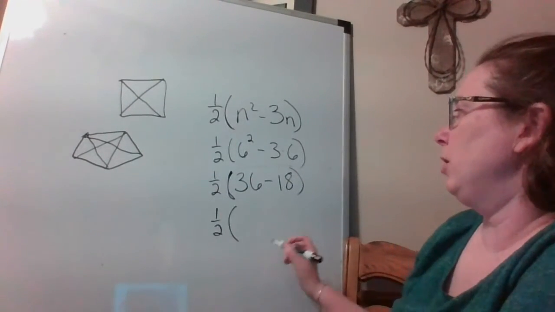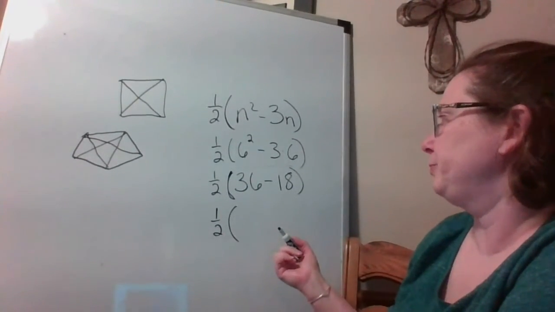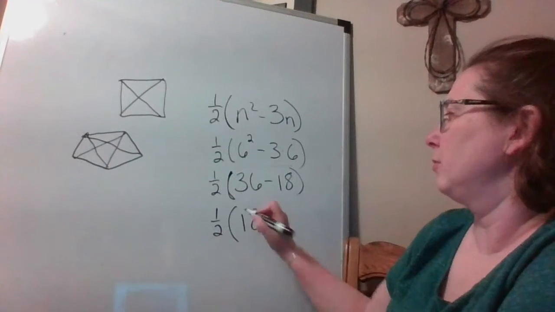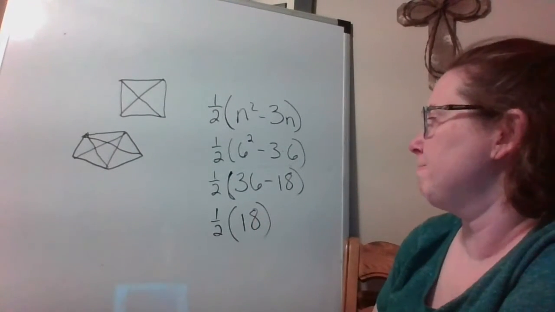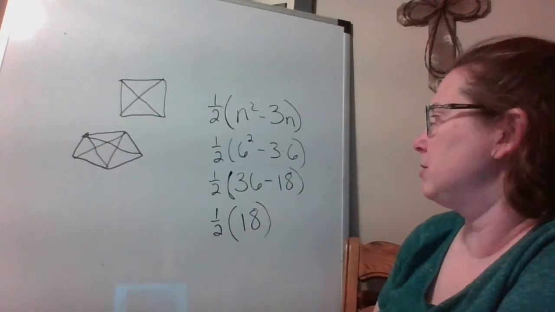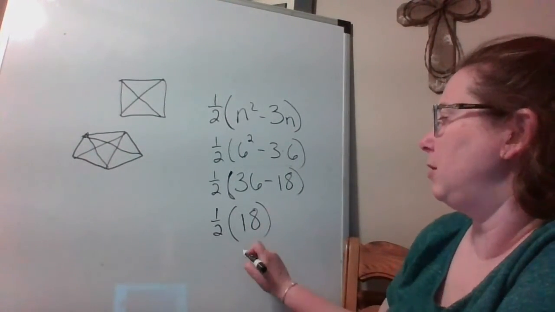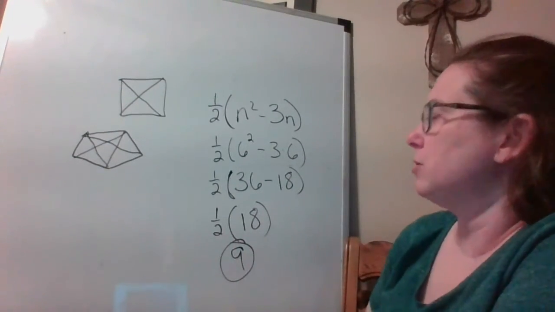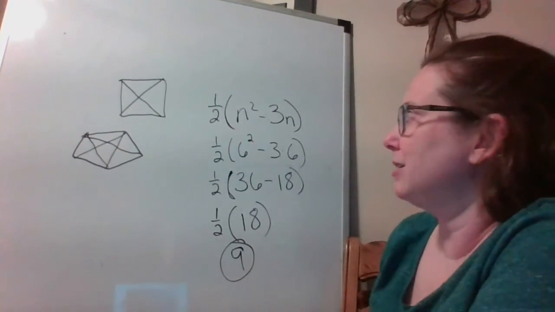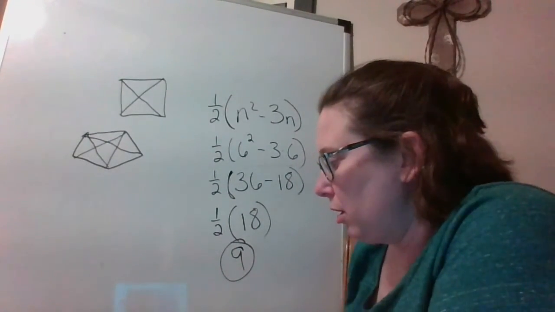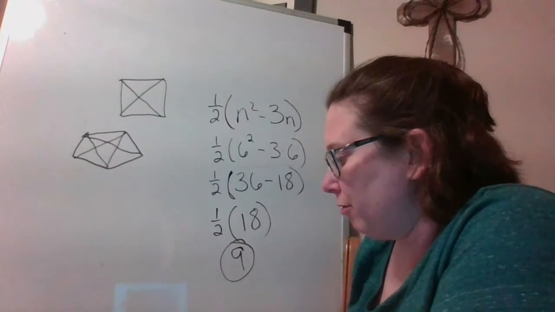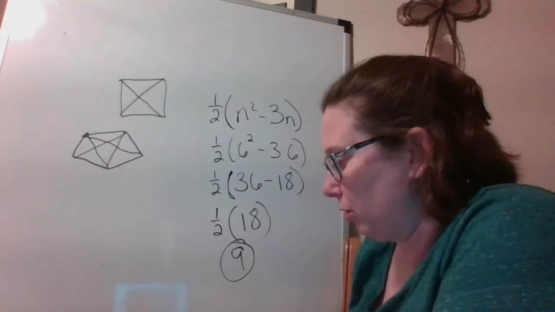So I'm going to say 1/2 times 18 is 9. So in a 6-sided figure, we would have 9 diagonals.